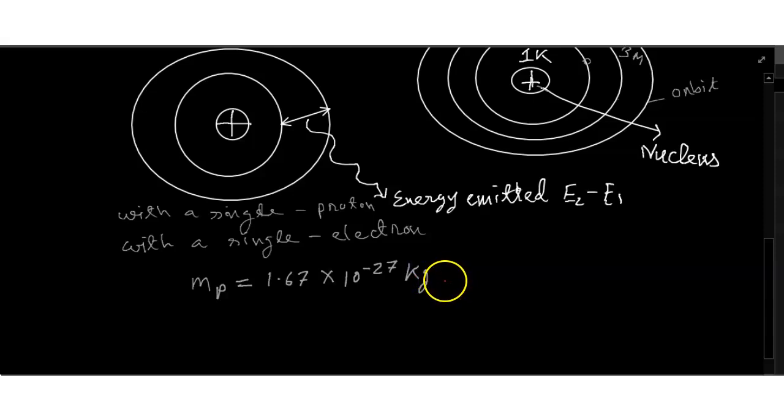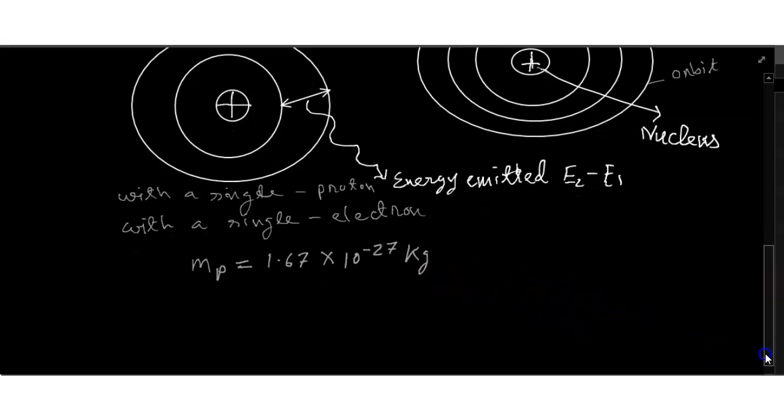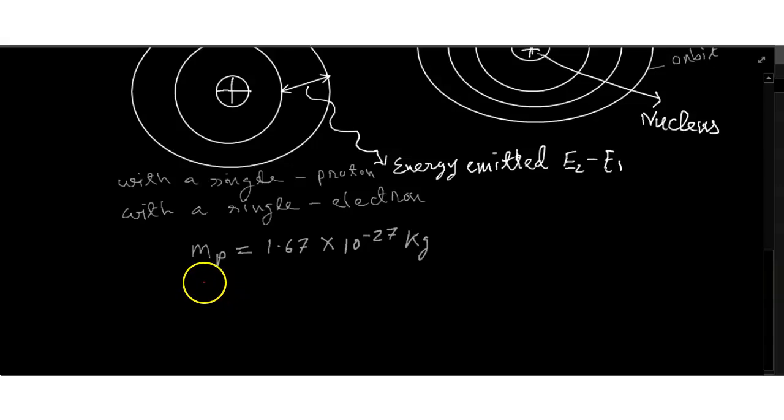The proton has electric charge Qp, and its value is the elementary charge that we typically denote with the letter e, equal to 1.6 times 10 to the power minus 19 C, meaning coulombs.